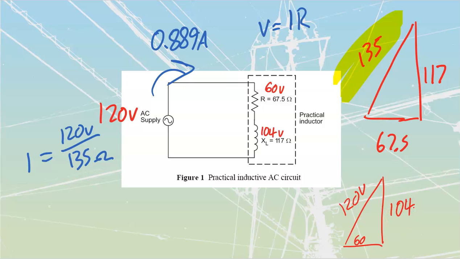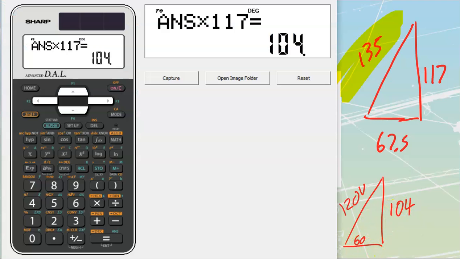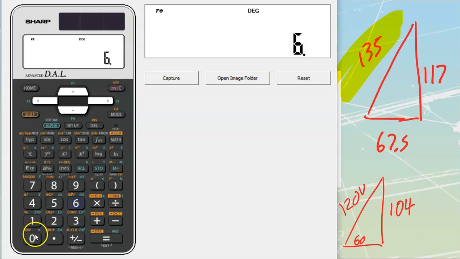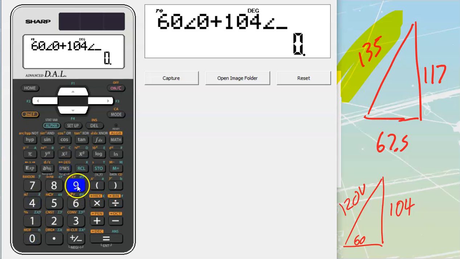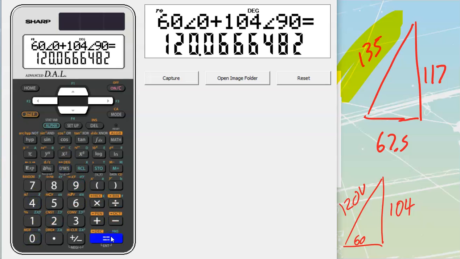104 over here. If you want to verify this, just punch them in. Put in 60 and 104, and we'll see if that works out. Try that. We'll put it into angles. 60 angle 0 plus 104 angle 90 equals a value of 120.06. So a little bit of rounding in there, but nothing terrible.